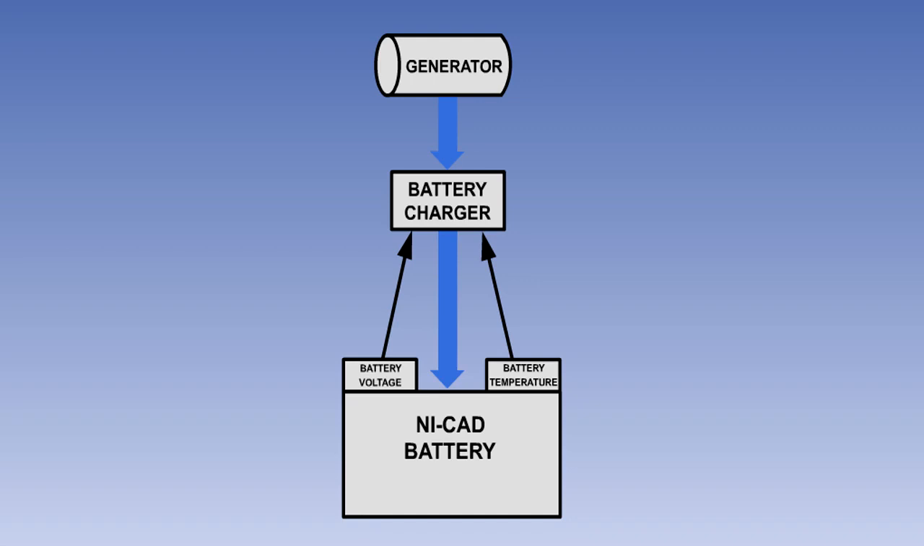With NiCad batteries, which are susceptible to thermal runaway, a dedicated battery charger which monitors battery temperature and voltage is used. Some NiCad battery charging systems use a method known as pulse charging. In this type of system, the battery charger delivers short pulses of charging current.